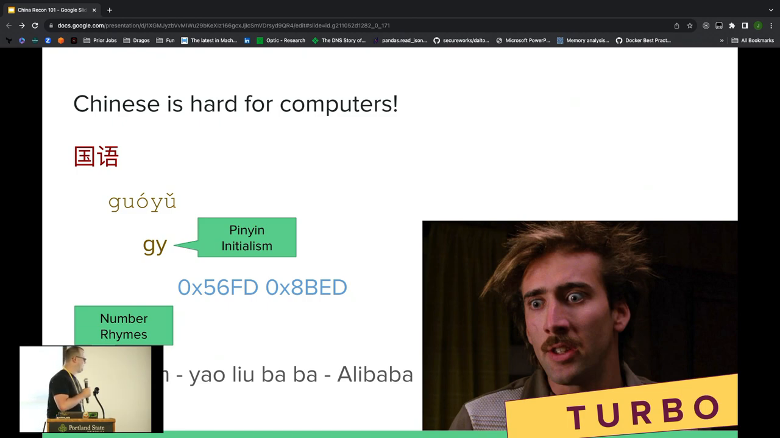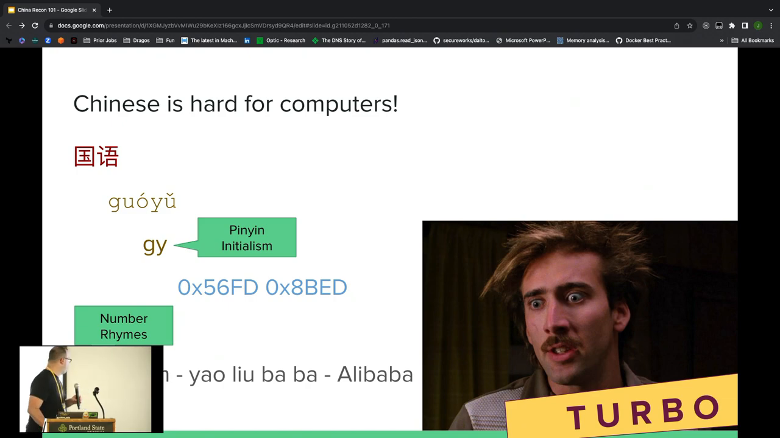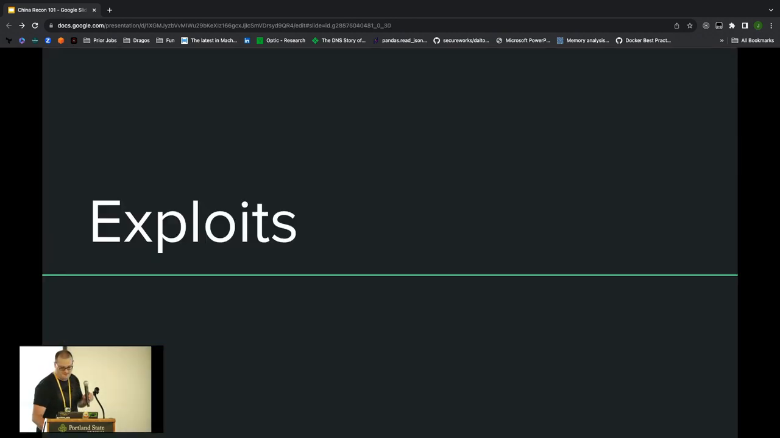The two habits I'll focus on are pinyin initialism. So you have a word, guoyu, which means Mandarin in one way or another, which might initialize to GY. You also have number rhymes, which use numbers, based on how they're pronounced, to make rhymes. So 168.com is Yaliobaba, or Alibaba. So we will use pinyin initialism later, so remember that.